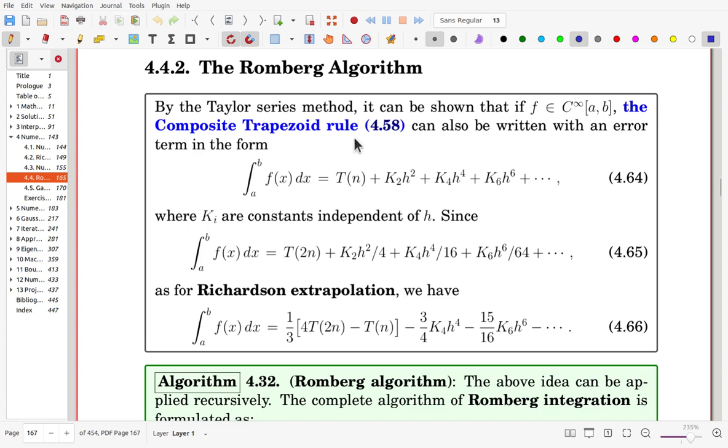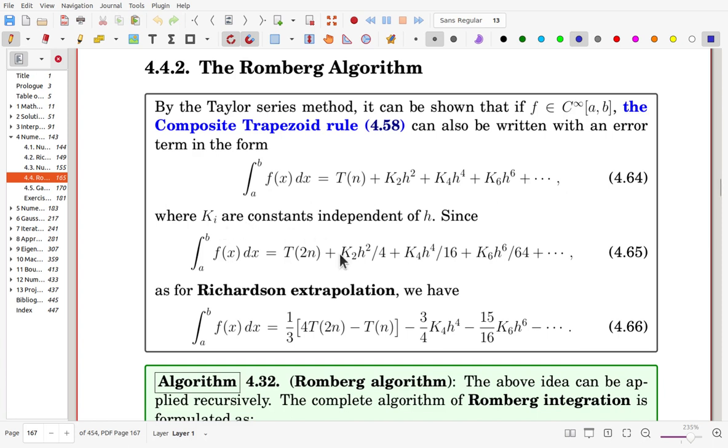By using the Taylor series method, we can prove that if f is smooth enough, then the composite trapezoid rule can be written with an error term in this form. Integral a to b f of x is now Tn. So that is along with n subinterval, and we get it. Of course, n equal subintervals, and Tn, that is trapezoid quadrature, and error can be written in this way. Rather than one term for the h squared, we can expand in this way. That is k2 h squared plus k4 h to the fourth and so on. Now here ki are constants, independent of h.